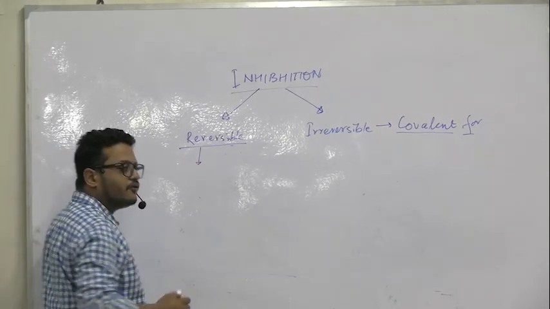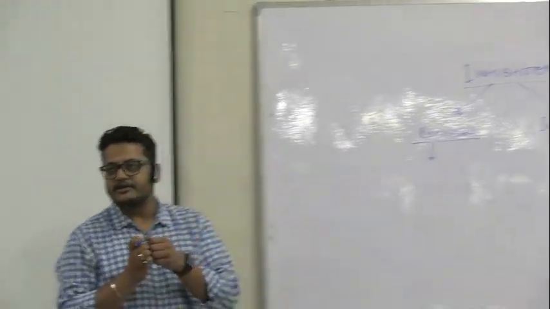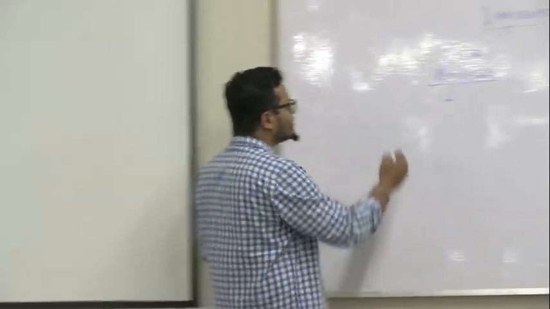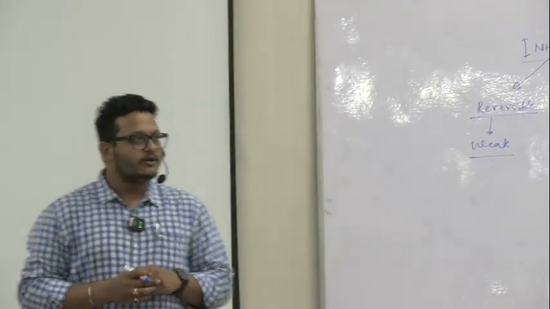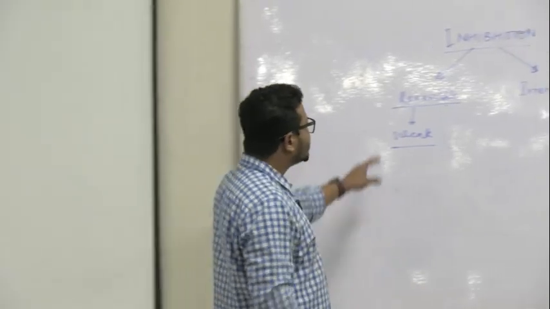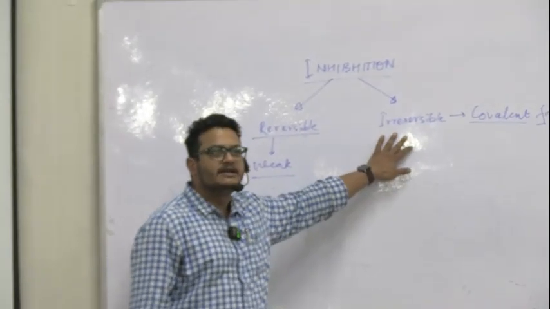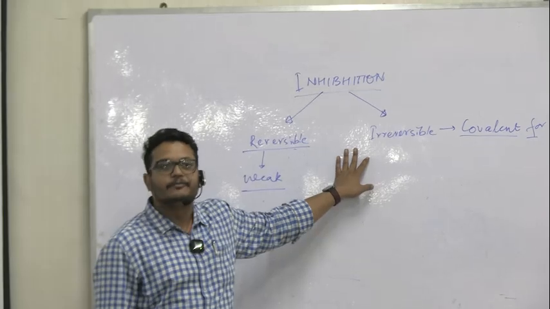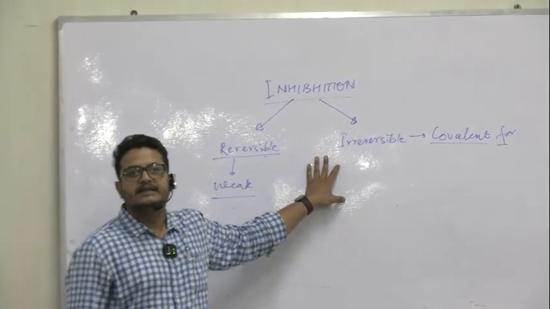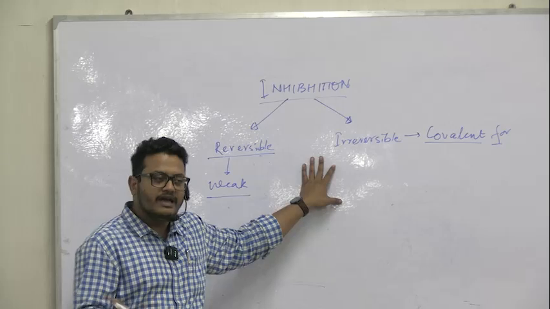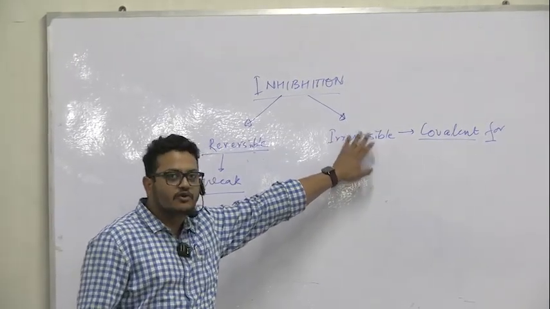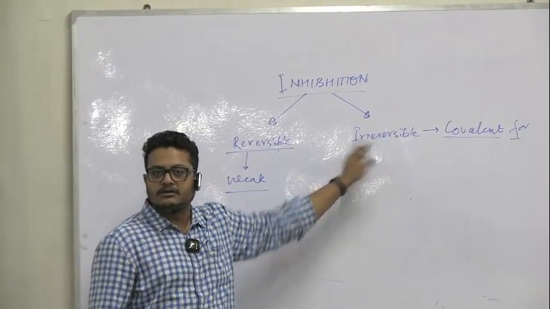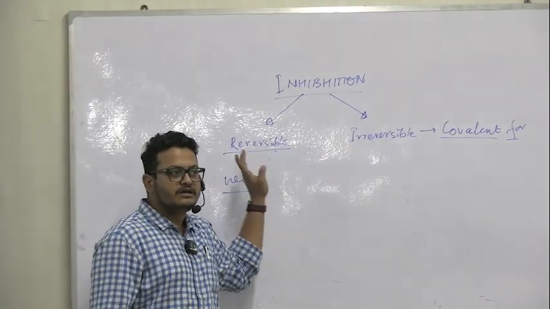If it is reversible, the force that allows the binding of the inhibitor to the enzyme should be weak. That can be non-covalent forces. You got my point? So we divide inhibition into two parts, reversible or irreversible, and both depend on the binding forces they are using. If it is a tight bond, a strong bond, covalent forces, irreversible. If weak forces, non-covalent forces, reversible.